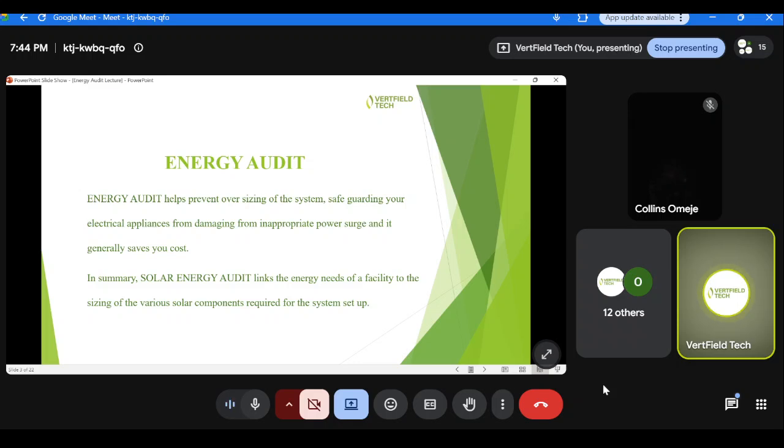So a client can even call you and say, "Mr. Collins, please, can you design a system for me?" Yes, you can, by going through the process of energy audit. So, in summary, energy audit links the energy needs of a facility to the sizing of your various solar components required for your system setup. That is the second part I have been talking about. You know what you intend to power, and you use that information to size your various solar components.